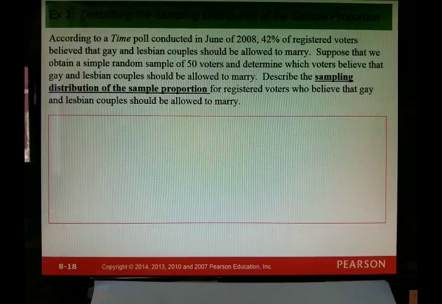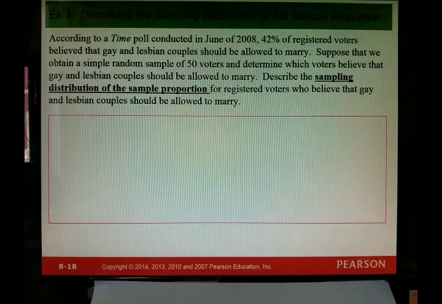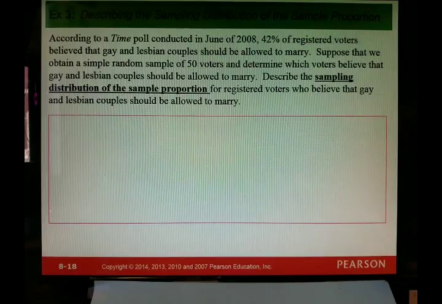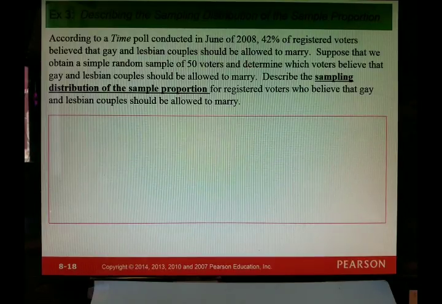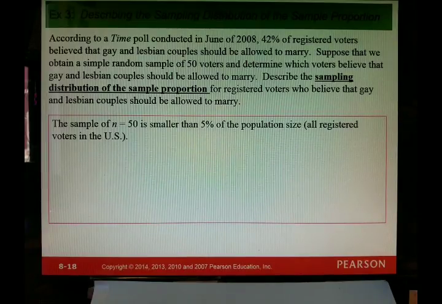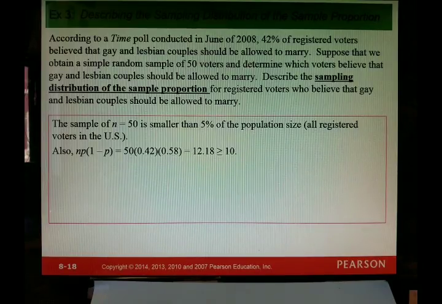According to the Time poll conducted in June of 2008, 42% of registered voters believe gay and lesbian couples should be allowed to marry. Suppose we obtain a simple random sample of 50 voters and determine which voters believe gay and lesbian couples should be allowed to marry. Describe the sampling distribution of the sample proportion of registered voters who believe they should be allowed to marry. So first off, n is 50. 50 is definitely less than 5% of our population size, so that has been met. The next thing that has to be met is that npq has to be greater than or equal to 10.